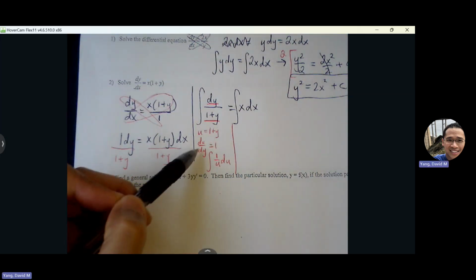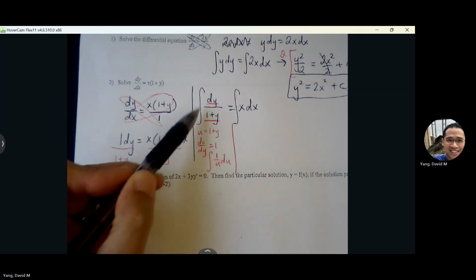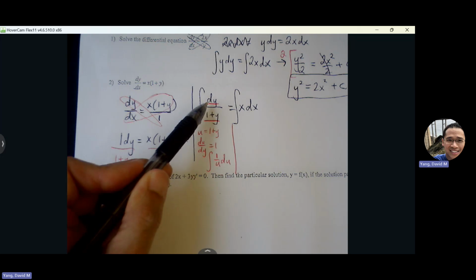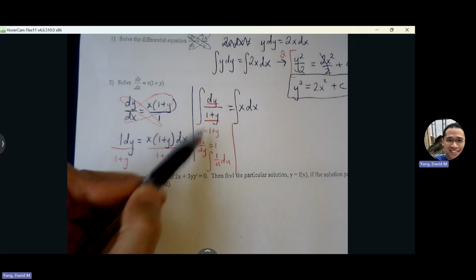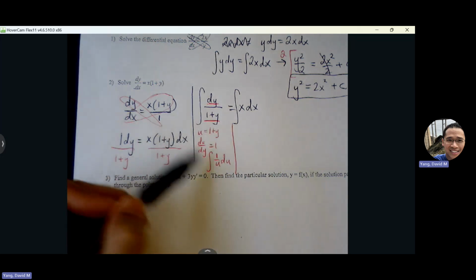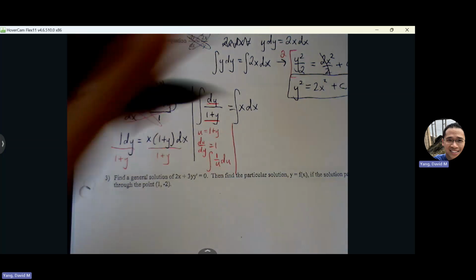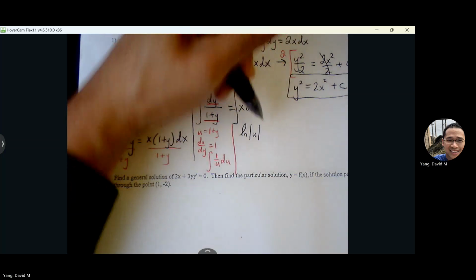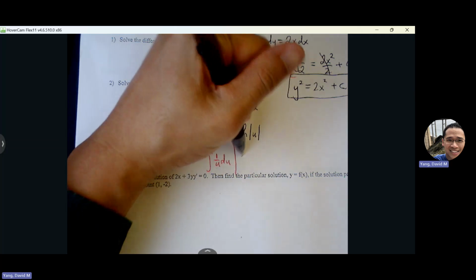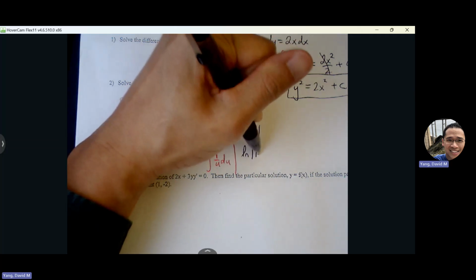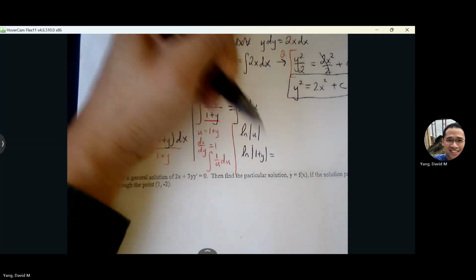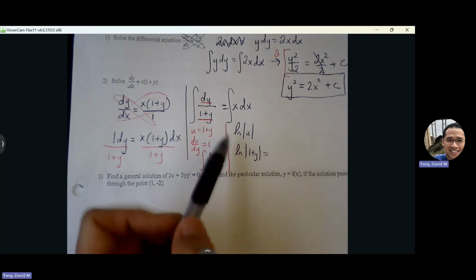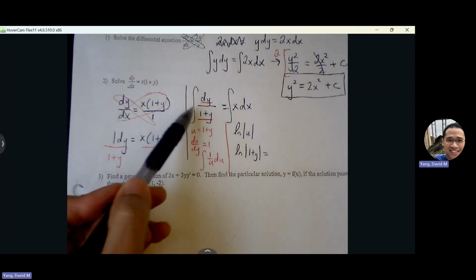But we know that our dy gets replaced with 1 du. Our 1 plus y gets replaced with u. There's no leftover coefficient. This is cleanly just natural log. So natural log absolute value of u, which cleans up to be natural log absolute value of 1 plus y. So this is the result of that.